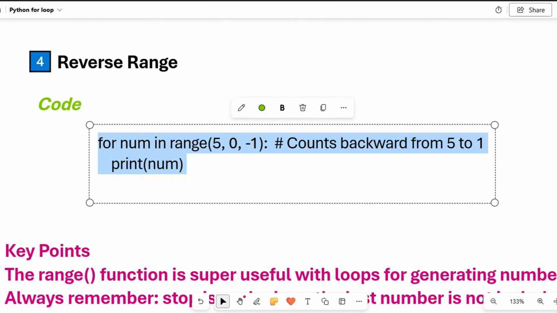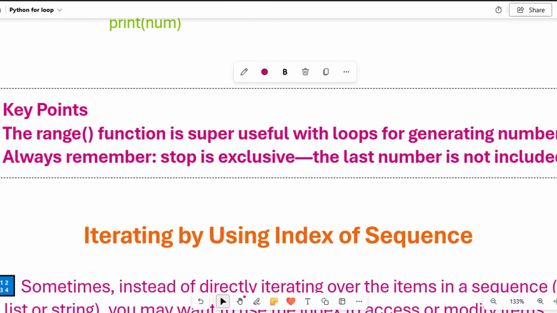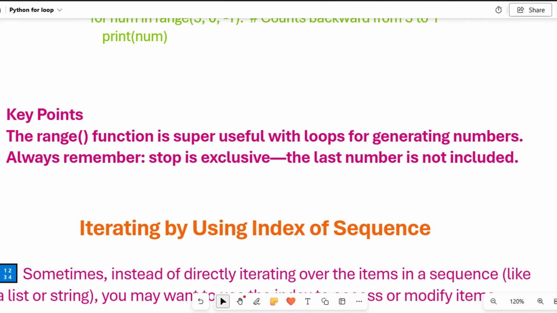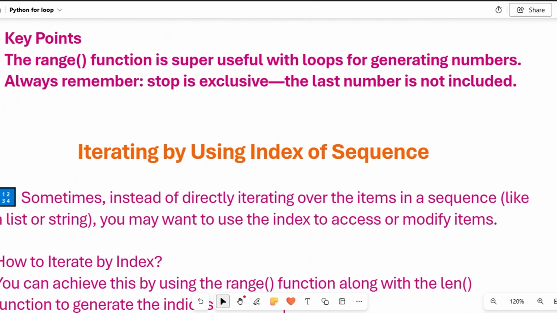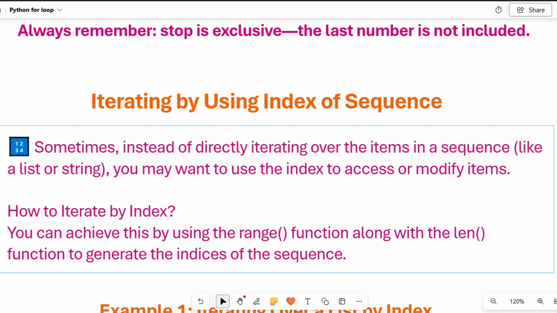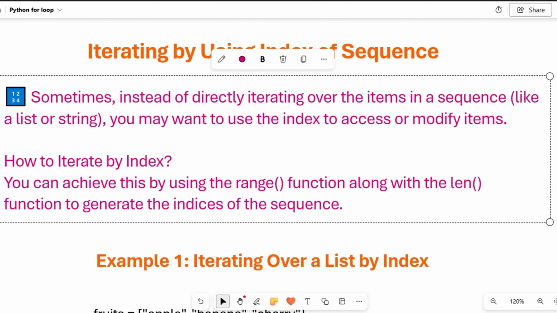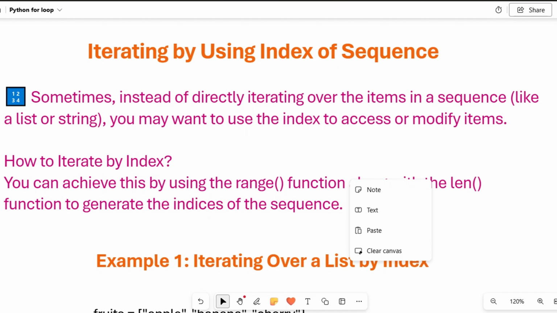Now here are the key points to understand about the for loop. The range function is super useful in loops for generating numbers. Always remember, stop is exclusive, the last number is not included. It depends on the code. If you are supposed to print any table, or start any number, like even numbers or odd numbers, it will be useful. Otherwise, you have already understood everything, so you can use it according to your choice and the code.